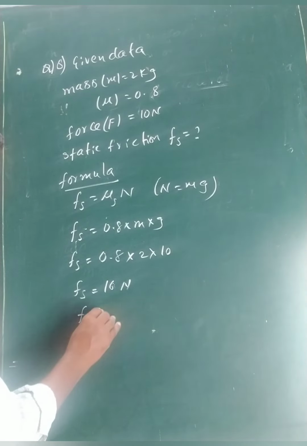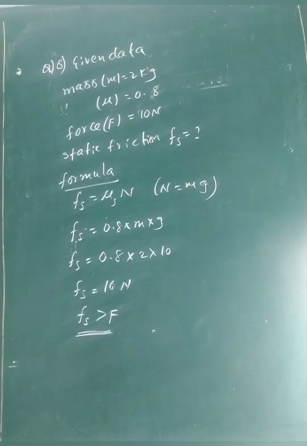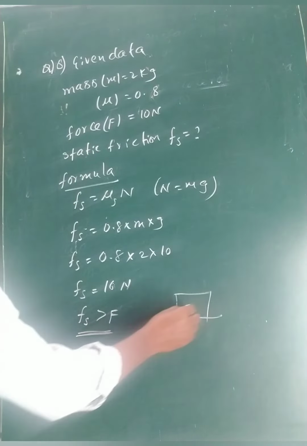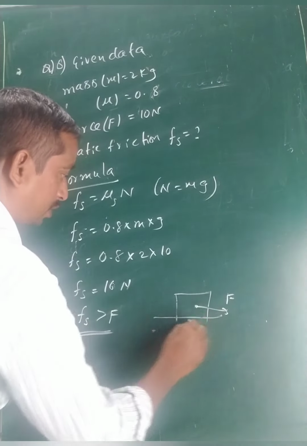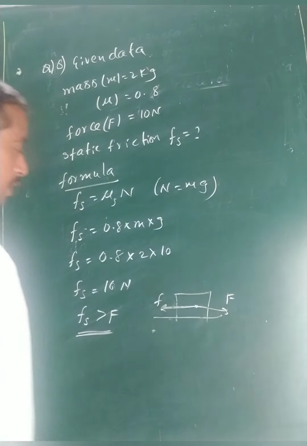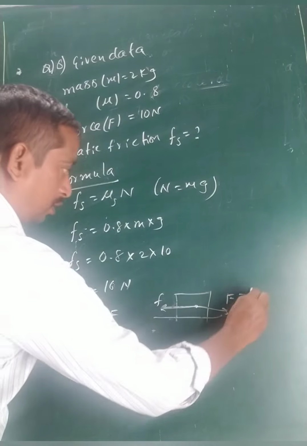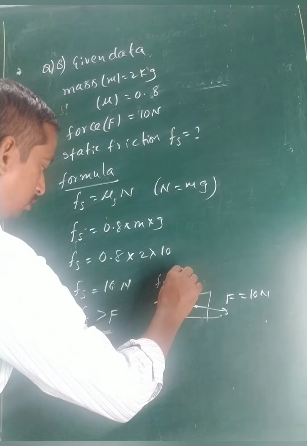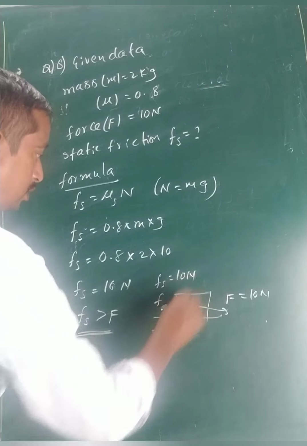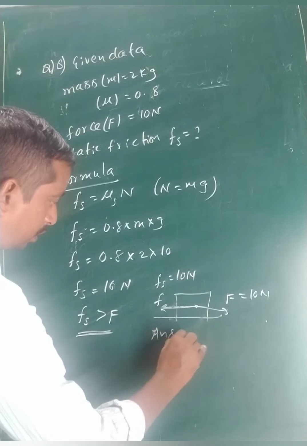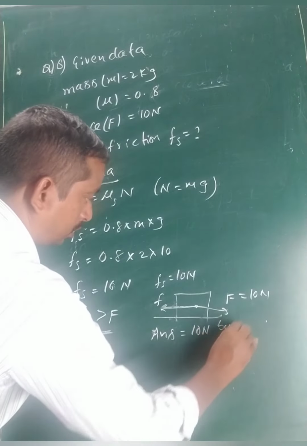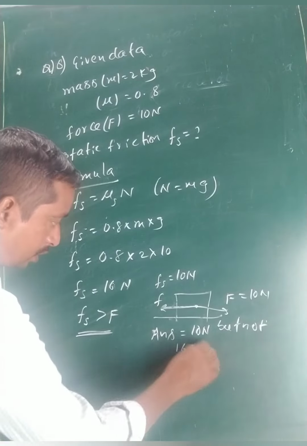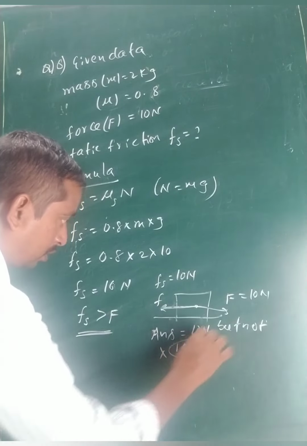So static frictional force is greater than the applied force. But from Newton's third law, how much of the applied force is there, that much of static frictional force is there. Here 10 newtons of force you apply means static frictional force also 10 newtons. So answer is 10 newtons, but not 16 newtons. Remember that.